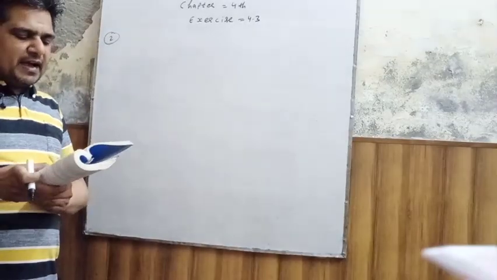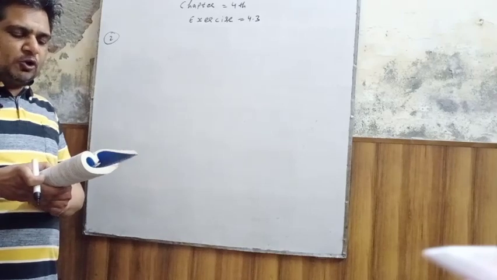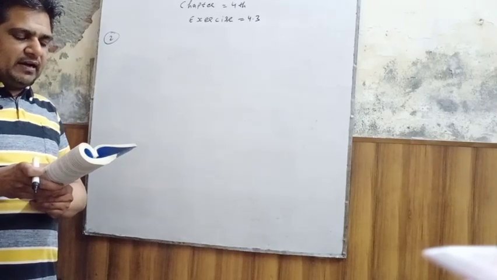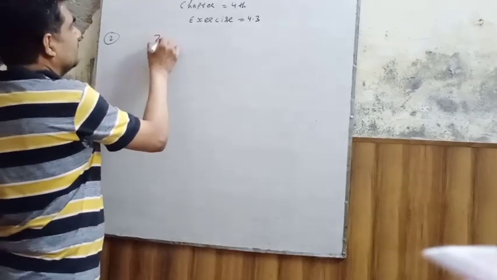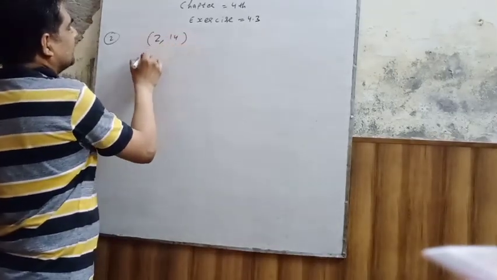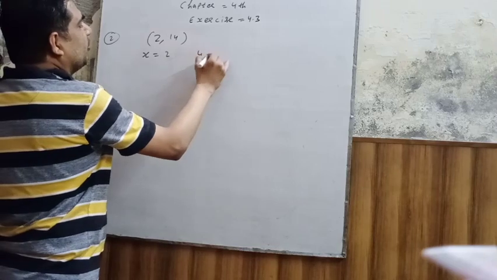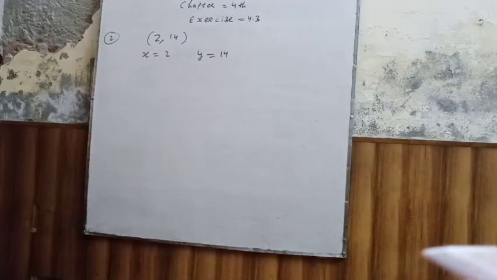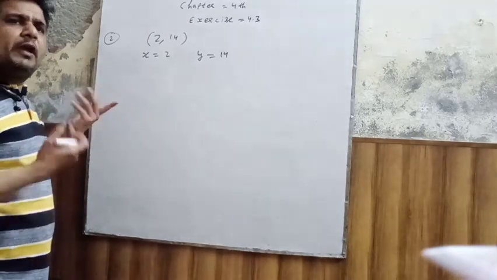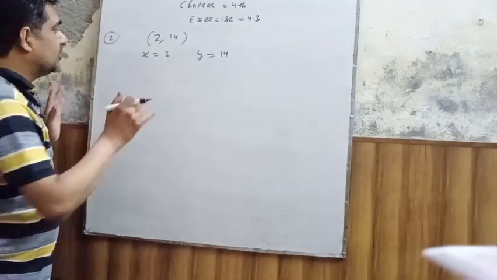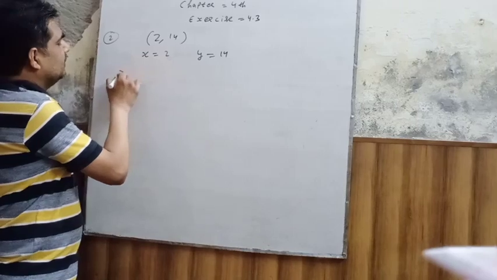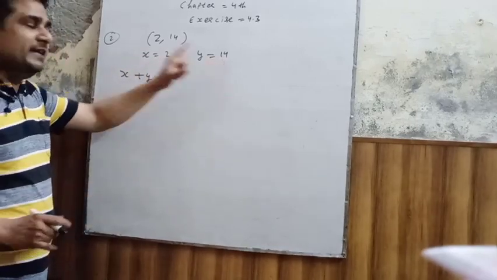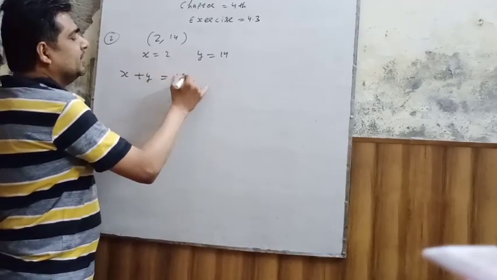Give the equation of the two lines passing through (2, 14). How many more such lines are there and why? (2, 14) means x equal to 2, y equal to 14. We make some equations from this. Any equation we make: if x plus y, x is 2 plus 14, it means 16. x plus y is 16. That is the first equation.